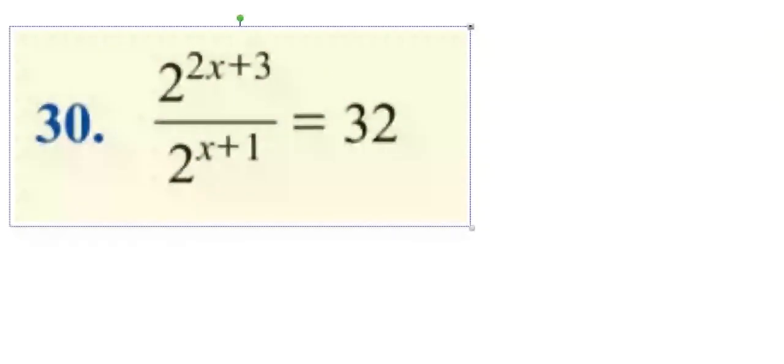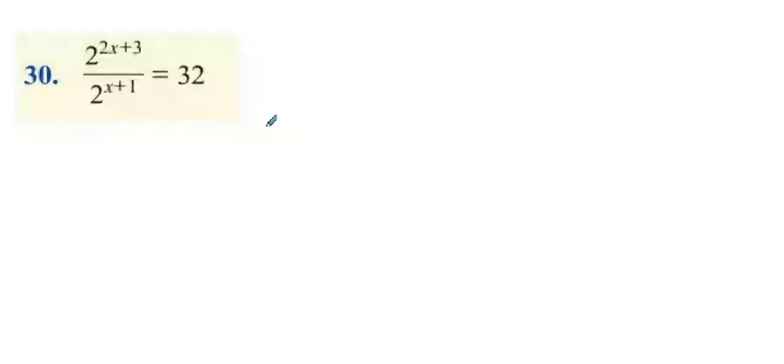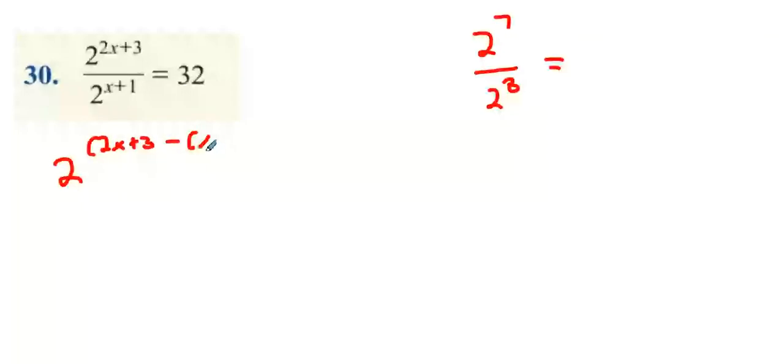Question 30. It's something similar to this the other day, but we'll give it a go. So, if I gave you 2 to the power 7 over 2 to the power 3, what would you tell me? Top one take away bottom one. So 2 to the power of 2x plus 3 take away x plus 1. Now, what happens to the minus on the outside? It makes it minus x minus 1. 2x minus x, 3 minus 1, 2. Everybody got that?